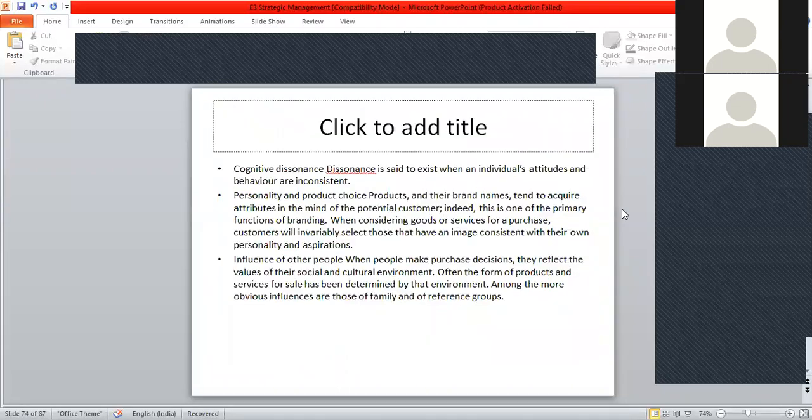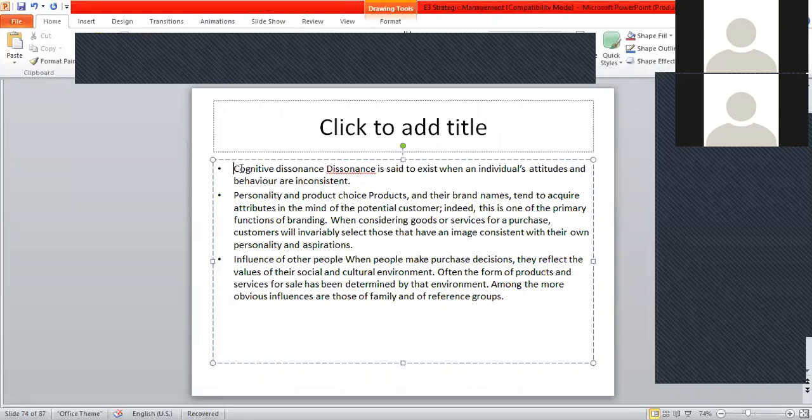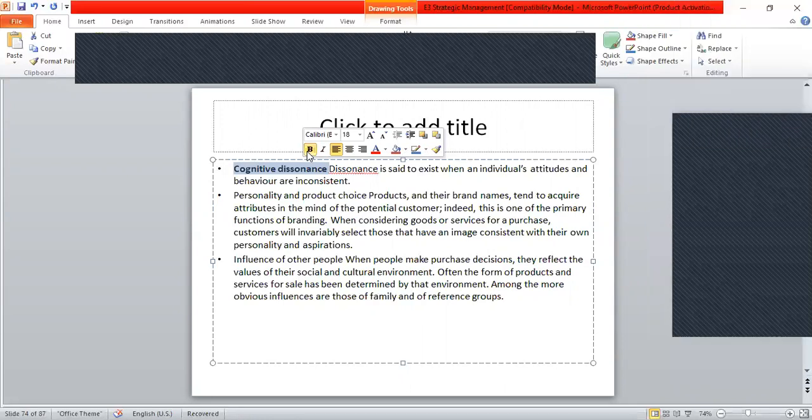So what does it mean by cognitive dissonance? When there is no particular pattern of customer behavior, it is said to exist when an individual's attitudes and behavior are inconsistent. So just because there is an inquiry about a product, it cannot be understood that the customer has a need of that particular product, and then the customer would end up buying that product.